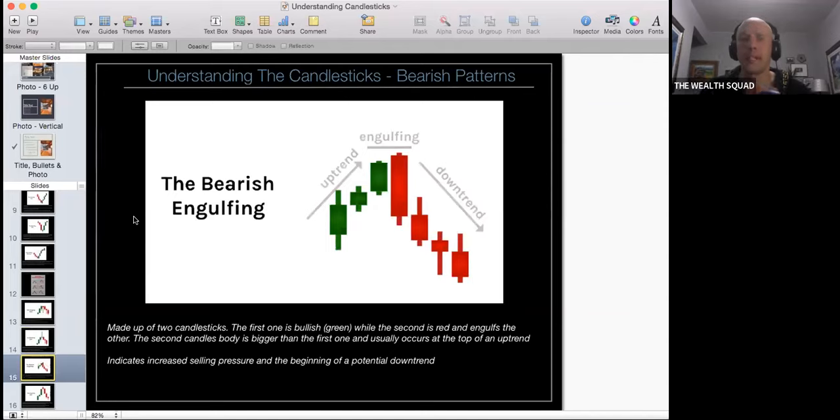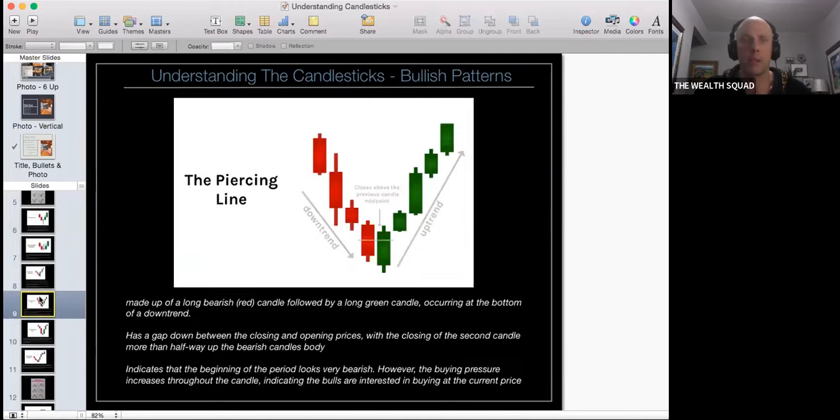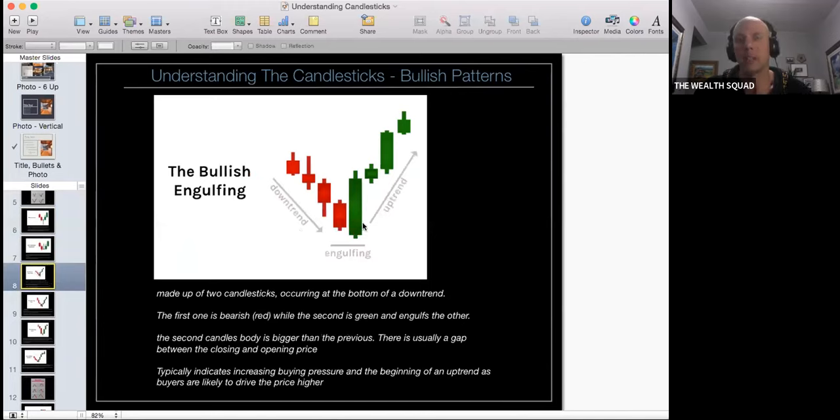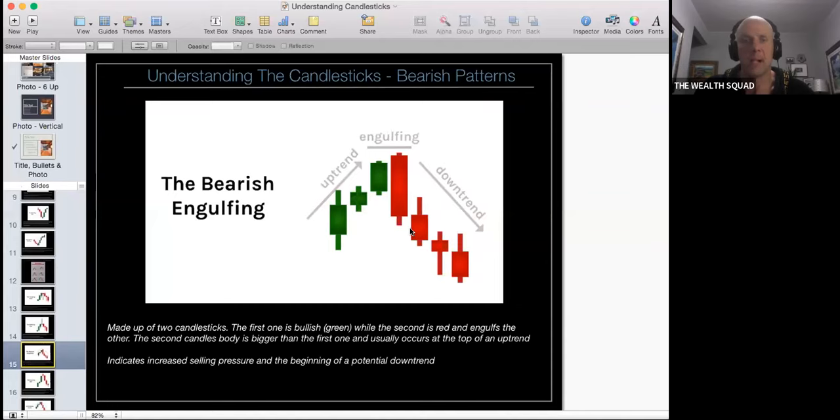Now for your bearish engulfing candle, it's going to be made up of 2 candlesticks. The first one is bullish, the green one to the upside, while the second one is red, and it engulfs the other. The second candle's body is bigger than the first one, and it usually occurs at the top of the uptrend. So conversely, coming back from the bullish engulfing candle, right? It's inverted to the downside. It's the same exact concept, the same exact principle, but this time it's to the downside, right? It indicates increased selling pressure, and it's the beginning of a potential downtrend.